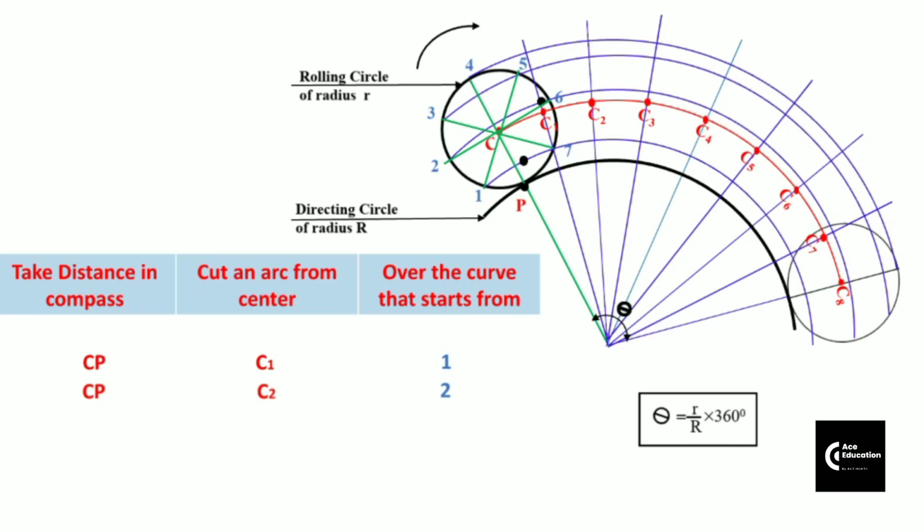Here we mark the point and we get the second intermediate point. Like that, again by keeping the same distance, we are going to cut an arc from point C3 as a center on an arc which starts from point 3. We get the third point. Continue this from C4 to 4, C5 to 5, C6 to 6, like that, C8 to 8. Like that you will get a total of 8 points, and later on you are supposed to join all these points by a smooth curve. So this curve is called the epicycloid curve.